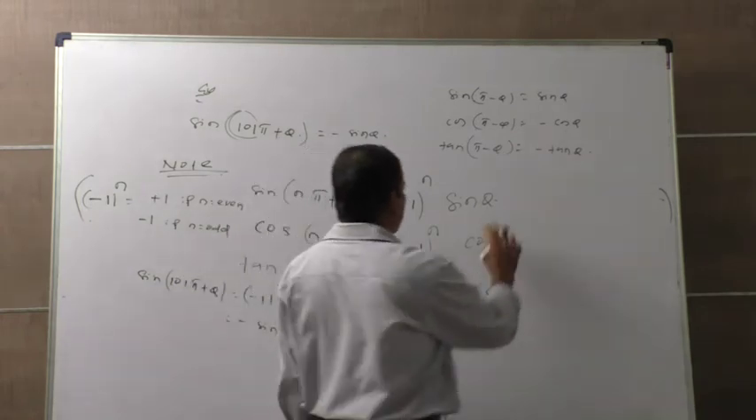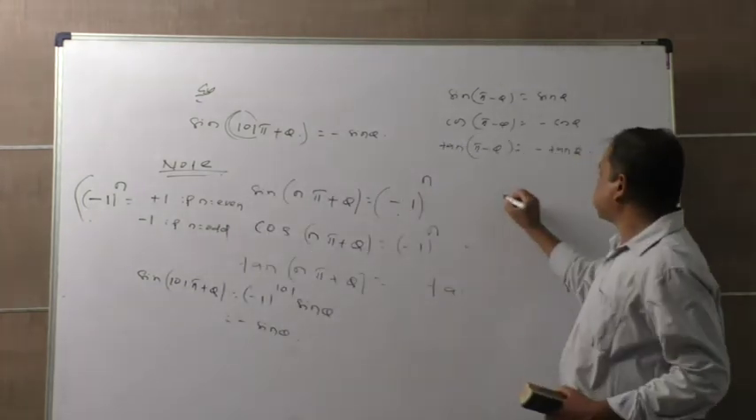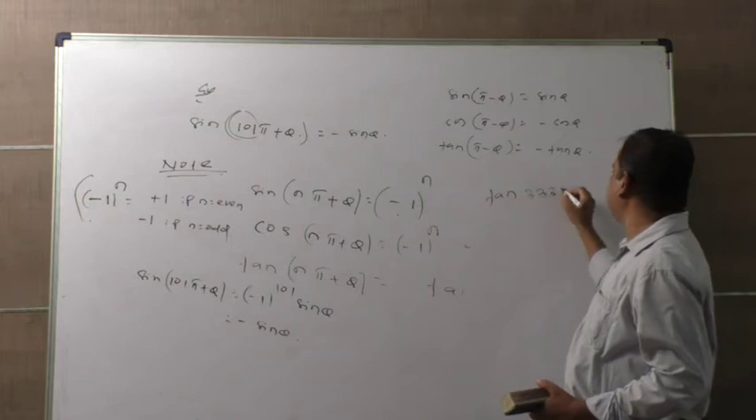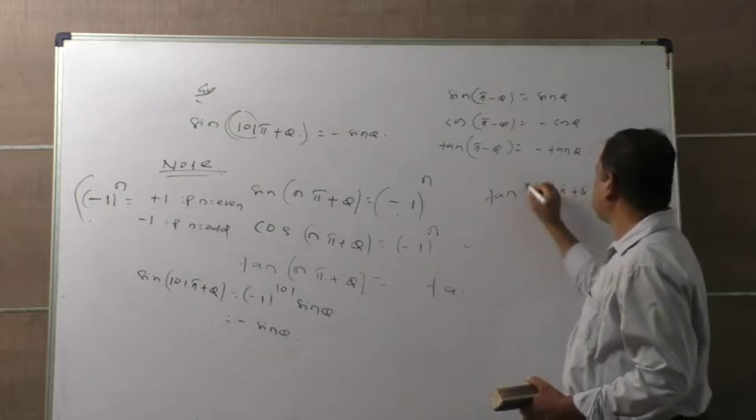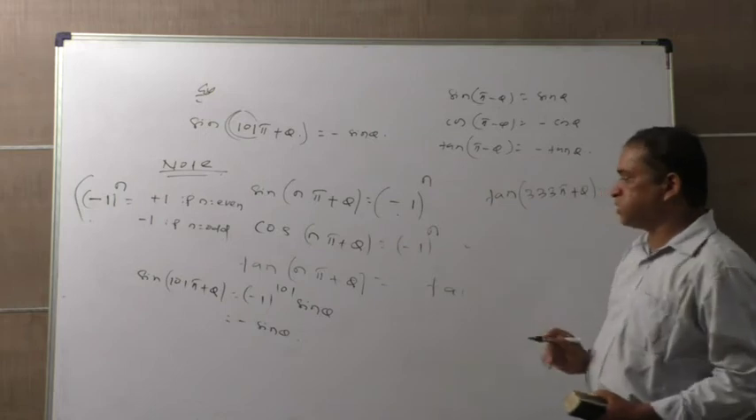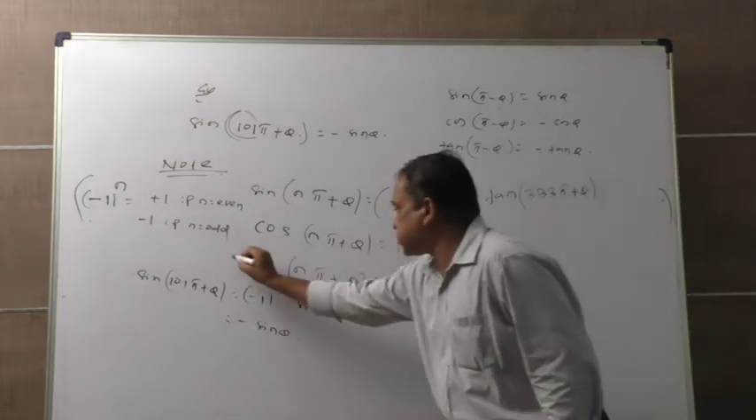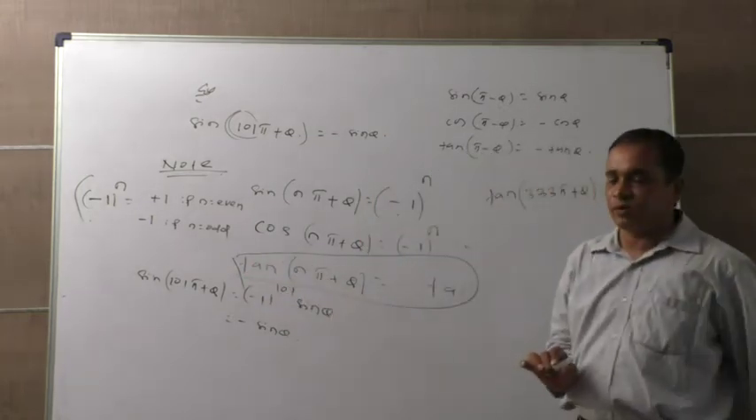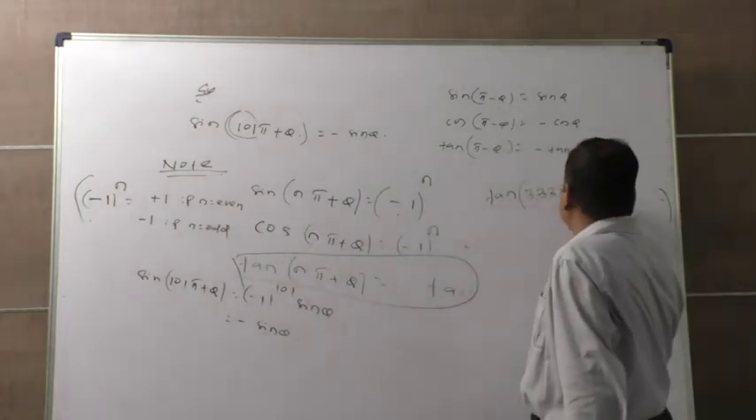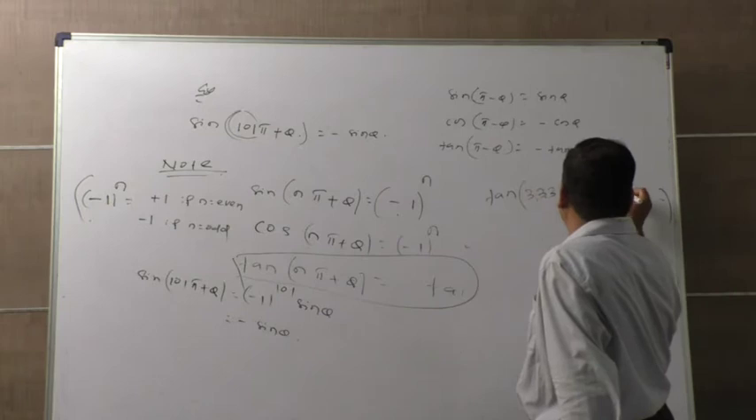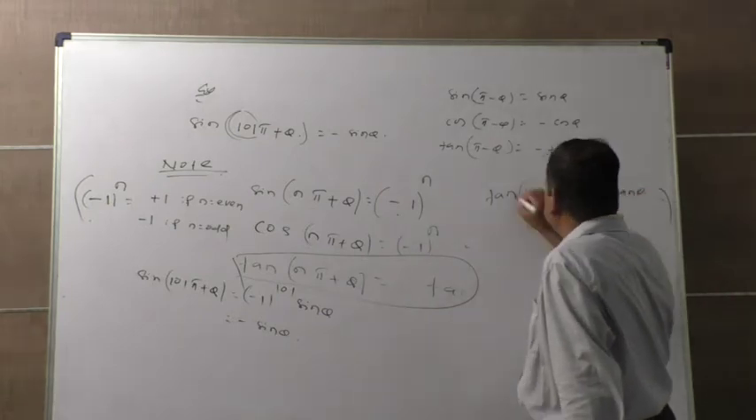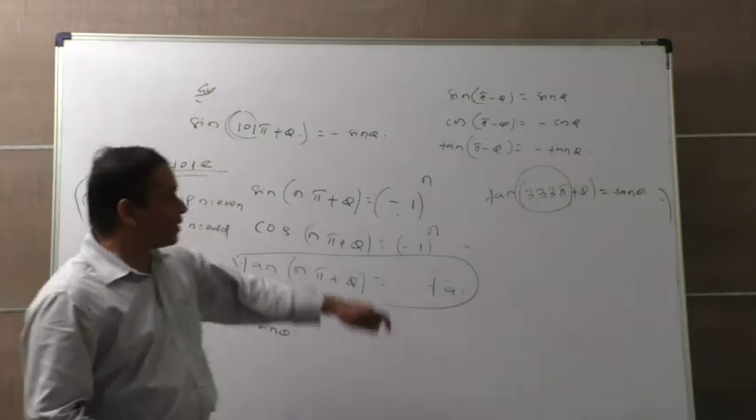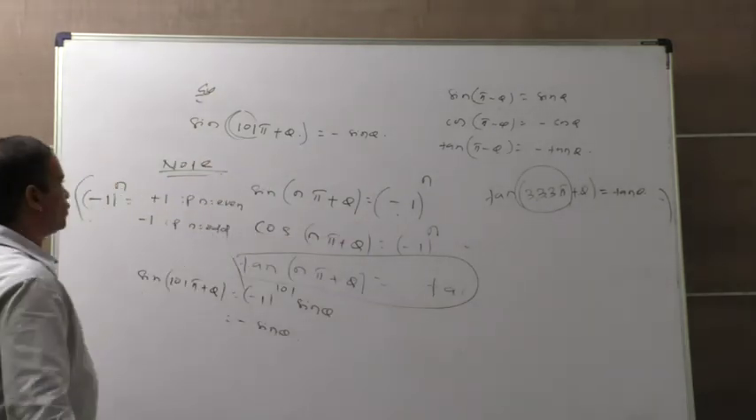Suppose there is another one: tan(3 pi plus theta). What will be this? We have the general formula, tan(n pi plus theta) is always positive, that is tan theta. You can directly put tan theta, always positive, because this value will always lie in the third quadrant, so this value will always be positive.